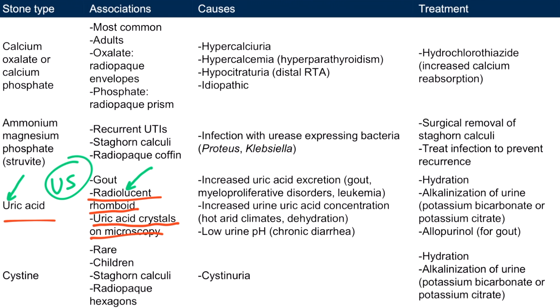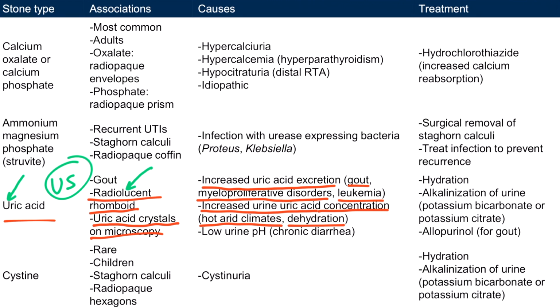Now, the main causes of uric acid stones include increased uric acid excretion, for example, gout or myeloproliferative disorders or leukemia. Also, increased uric acid concentration, which is seen in hot, arid climates, or in patients with dehydration. So if someone has less water in their body, then less water will be filtered into the urine, which means in the urine, the solute concentration is much higher. So uric acid concentration will be higher.